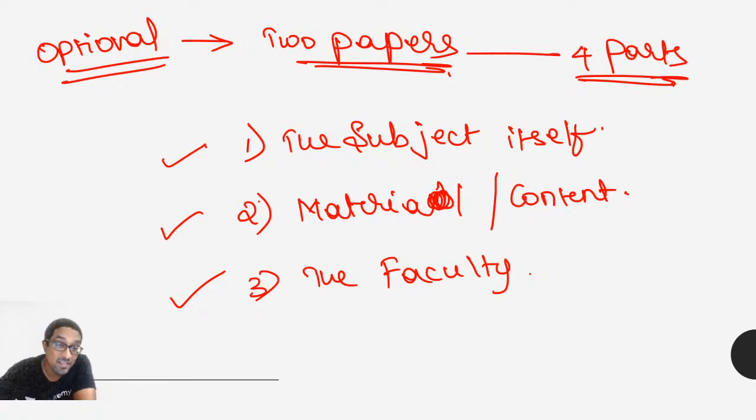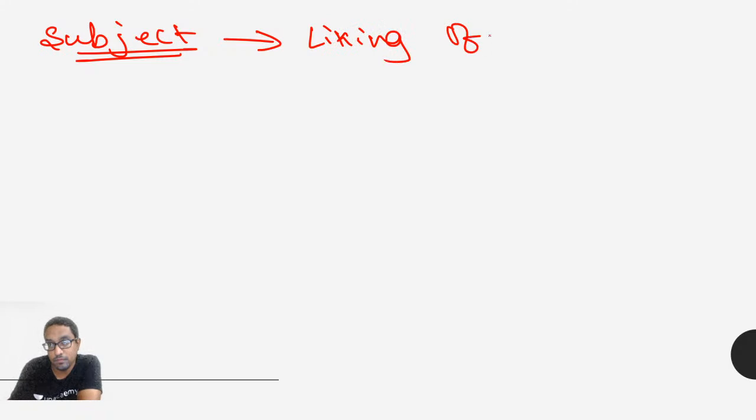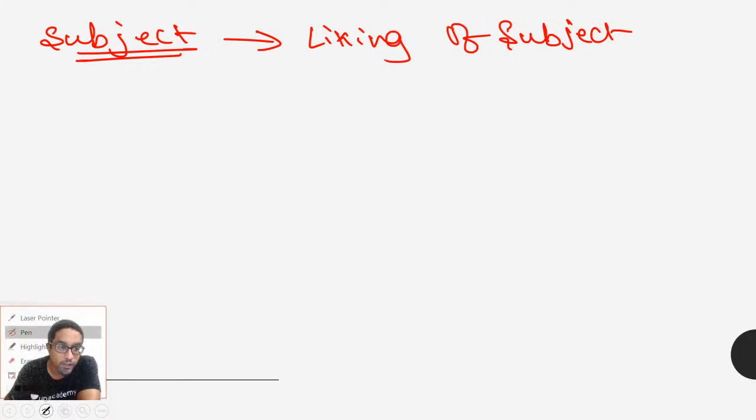You choose the right subject, the right material, and the right faculty. For example, with the subject, a lot of things depend on this. Some of you may like history, some of you may like polity, some geography, some economy. Your liking of the subject is important. This is where most students make one of their first mistakes in choosing an optional. They choose on the basis of advice. Please, for God's sake, don't choose an optional based on advice.